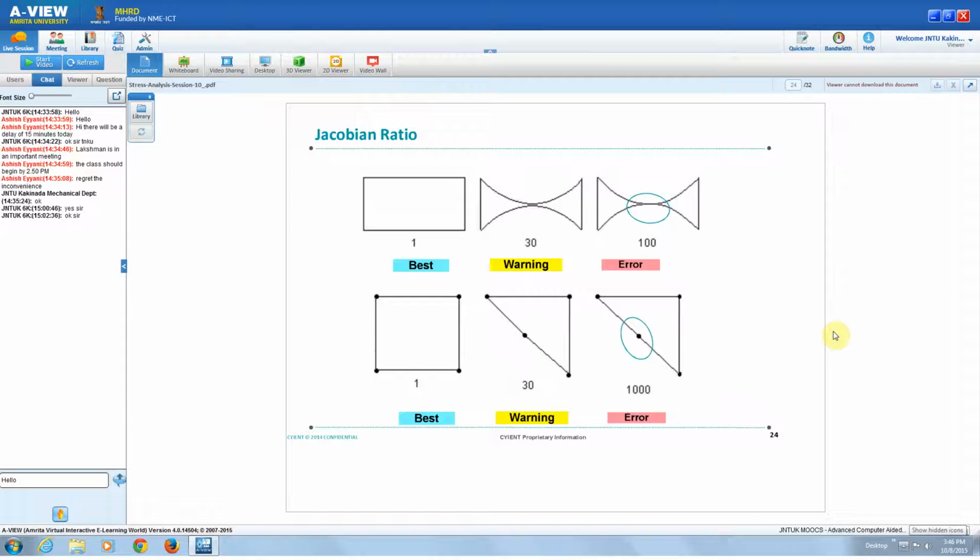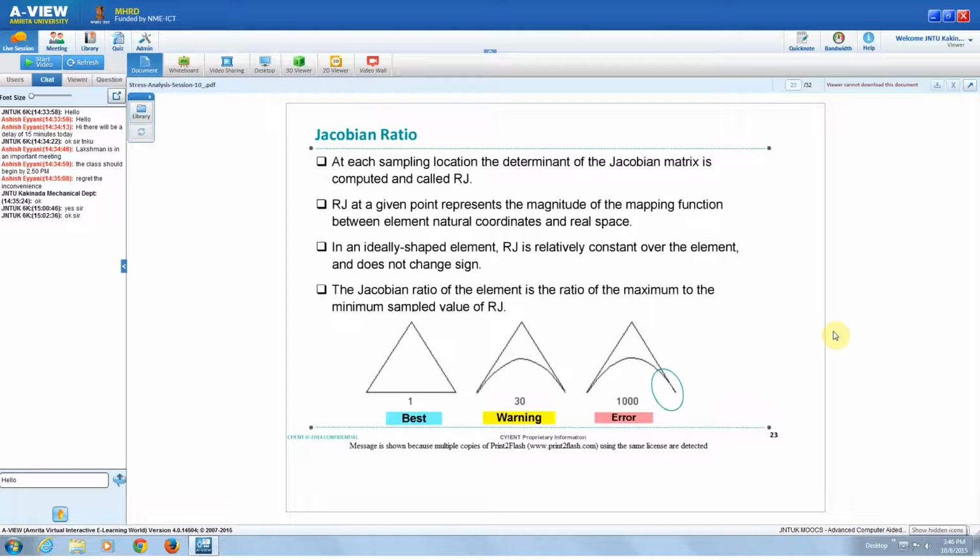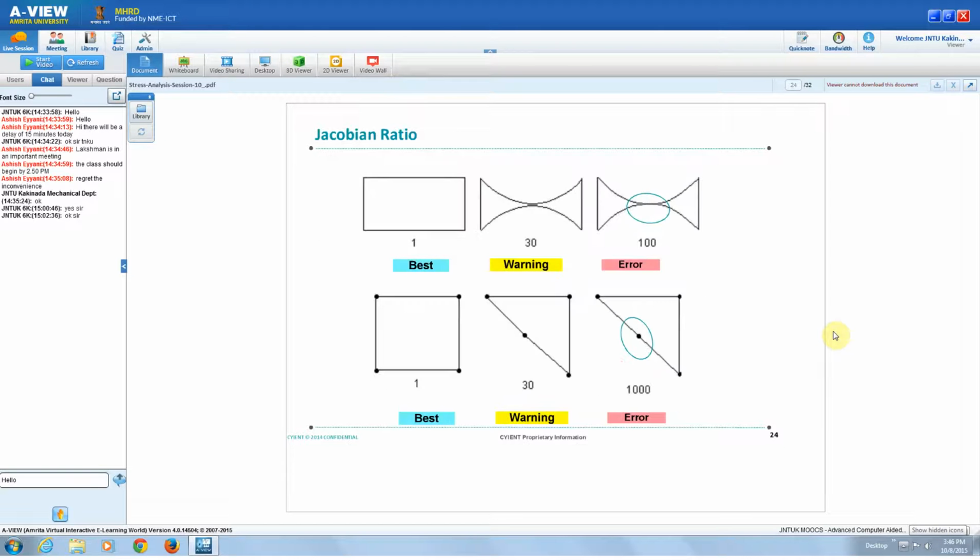Same is the case here. In trias also, if these edges are trying to move towards the center of the element, then the Jacobian ratio will try to increase. Similarly here, these edges are moving towards the center, that will lead to more Jacobian ratio. And here we are getting a big Jacobian because the edges are touching here.